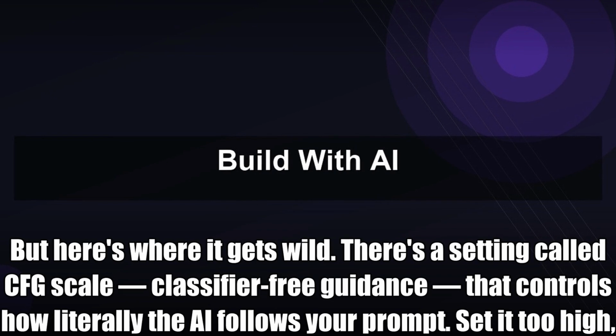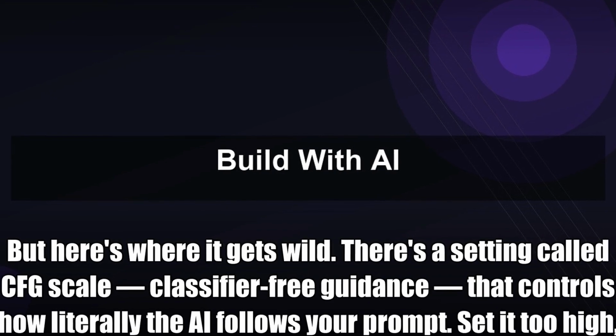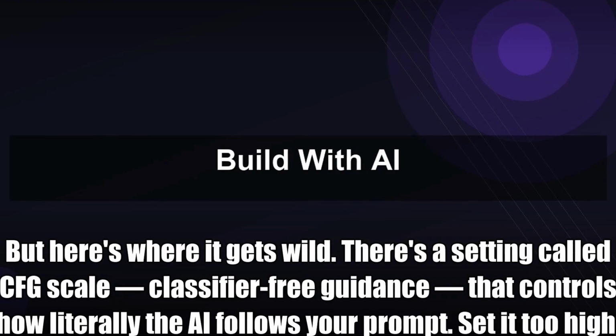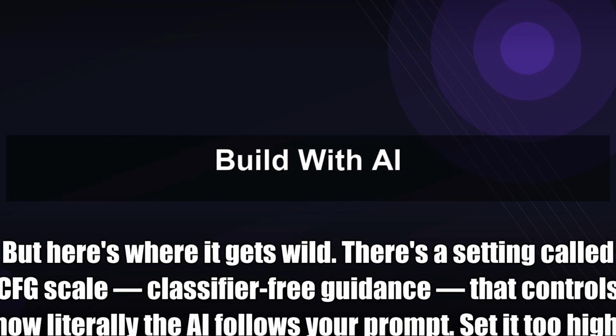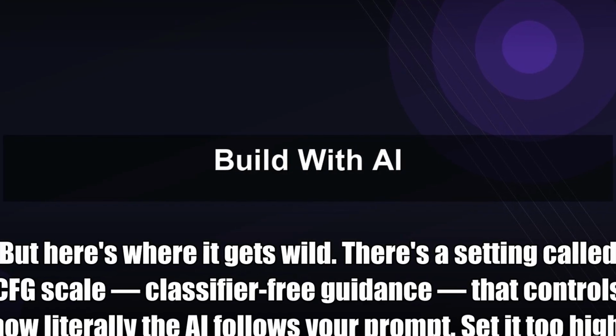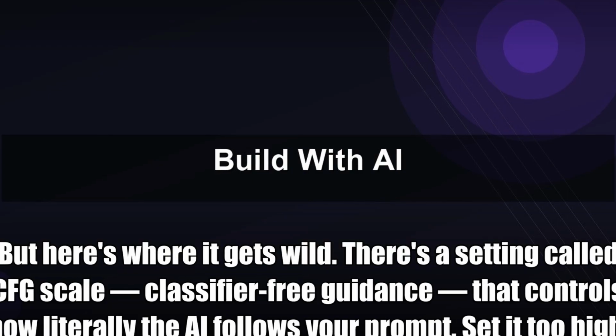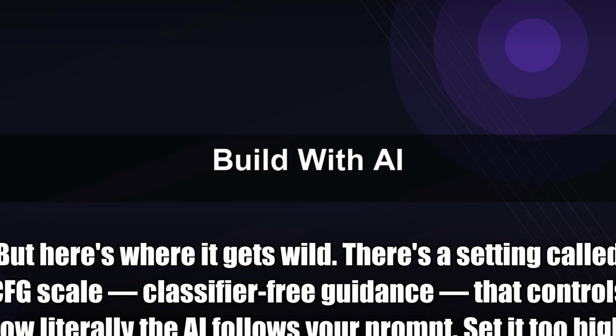But here's where it gets wild. There's a setting called CFG scale, classifier-free guidance, that controls how literally the AI follows your prompt. Set it too high, like above 15, and the image gets oversaturated and weird. Too low, and the AI basically ignores you. That sweet spot between 7 and 12 is where the magic lives.